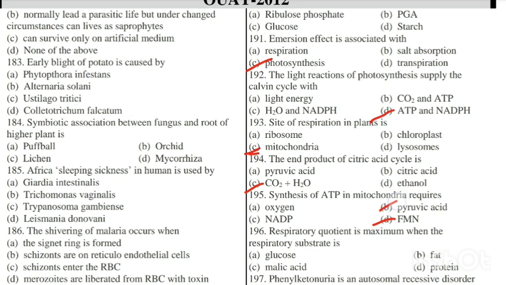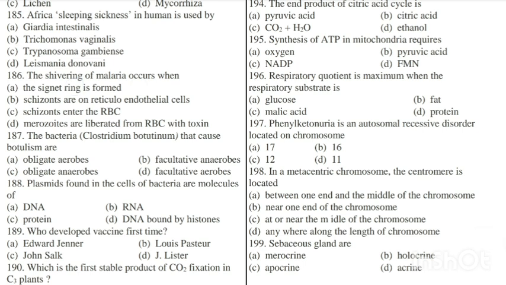Next, pyruvic acid should be produced so that the mitochondria can... and it is the first product of glycolysis, and glycolysis is the first step of respiration, so it should be required. So here the answer is very confusing, so I think both answers can be correct technically. So next question is, respiratory quotient is maximum when the respiratory substrate is malic acid, more than 1. Phenylketonuria is an autosomal recessive disorder located on chromosome number... So the right answer is 12.